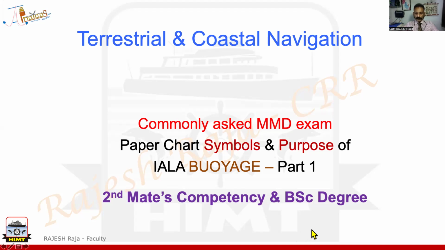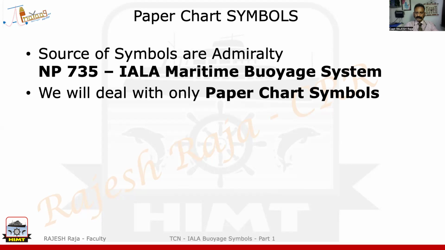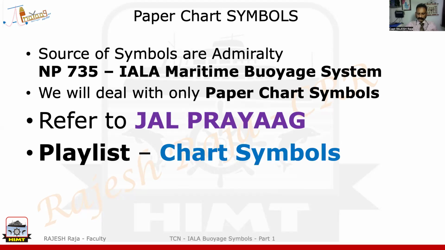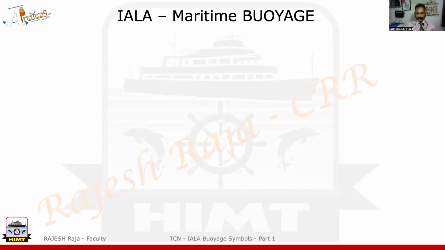Let us quickly look into what is the source. I've taken NP735, the Maritime IALA Buoyage. So that is the source for me. And I'm looking at paper chart symbols. Just for a recap, before on the symbols, what we have done: we have done on the playlist for chart symbols many videos. I've done 4 videos already there related to the chart symbols. Now, let me start this new one, Buoyage.